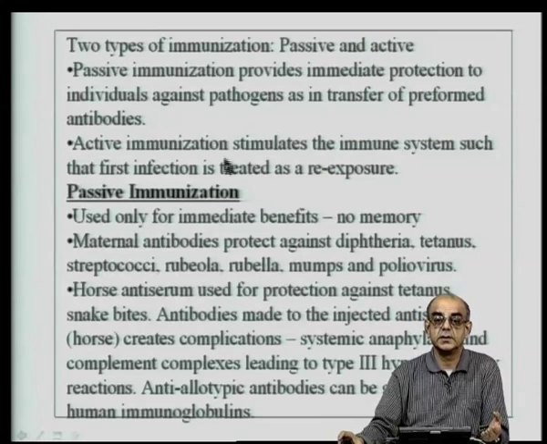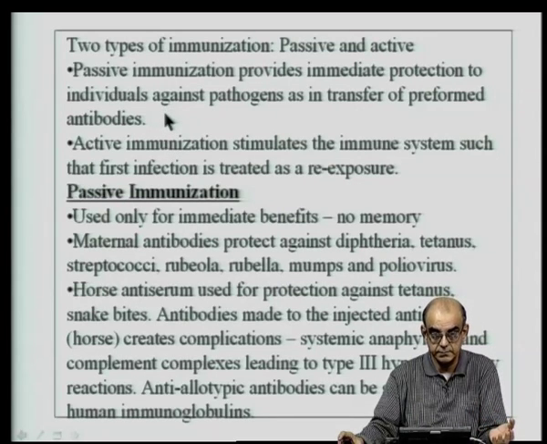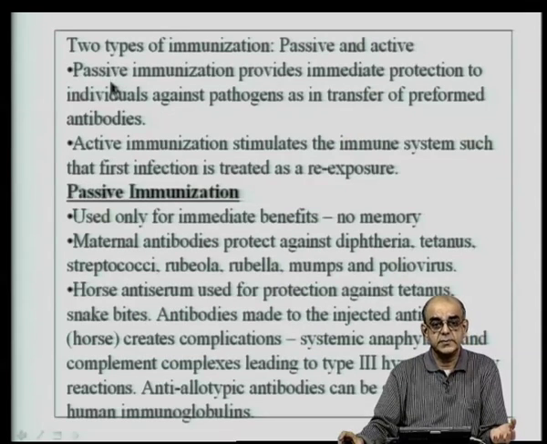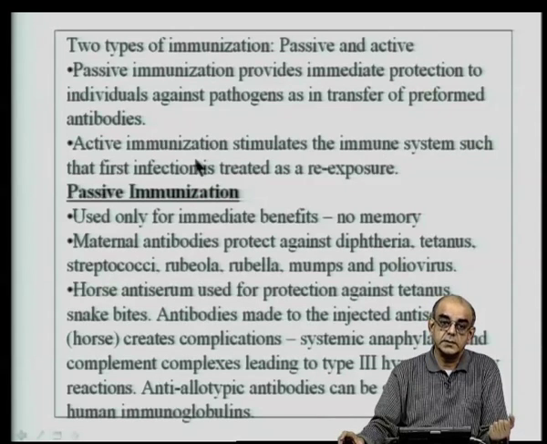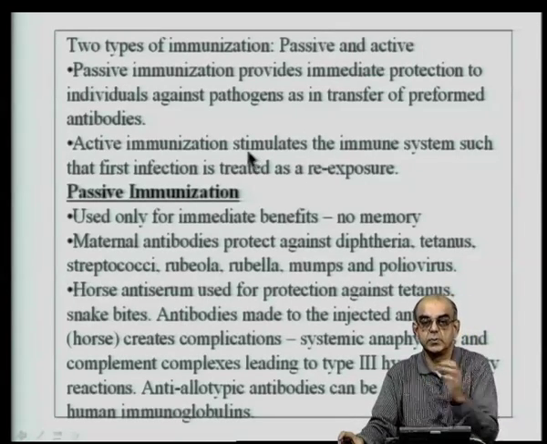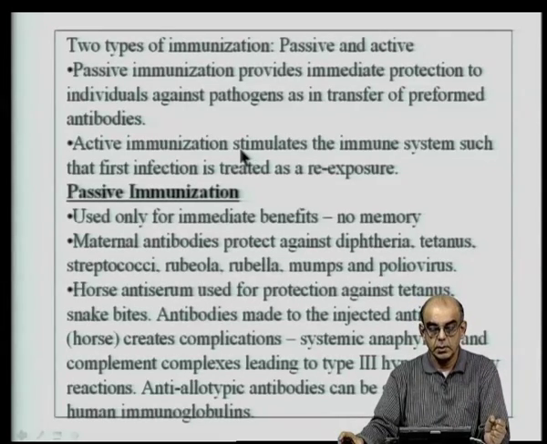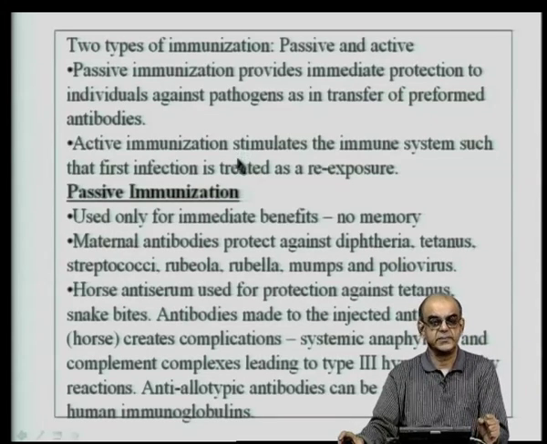There is no point in having a vaccination for snake bites beforehand, because the whole population is not likely to be bitten by snakes. So, therefore, those who are in danger, who have been bitten by snakes, at that point in time, have to have access to this sort of anti-sera, which can be administered passively. As opposed to passive immunization, active immunization stimulates the immune system, such that the first infection is treated as a re-exposure. In other words, this becomes a secondary episode rather than a primary exposure to the antigen or the infection. So, what are the properties of passive immunization?